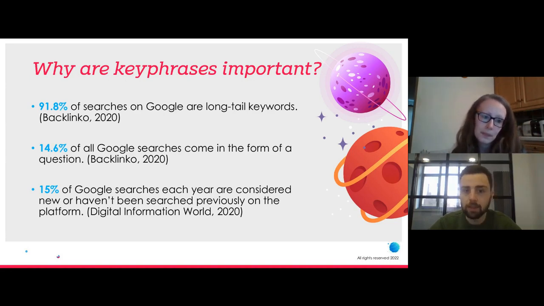Nearly 15% come from a question as well. So as Sarah mentioned on the previous slide, it might be how to get a job or how to start a business. So people are maybe at that awareness stage where they're aware that they need some form of information. So they put a generic search in and then see where Google takes them. And 15% of Google searches are considered new each year.